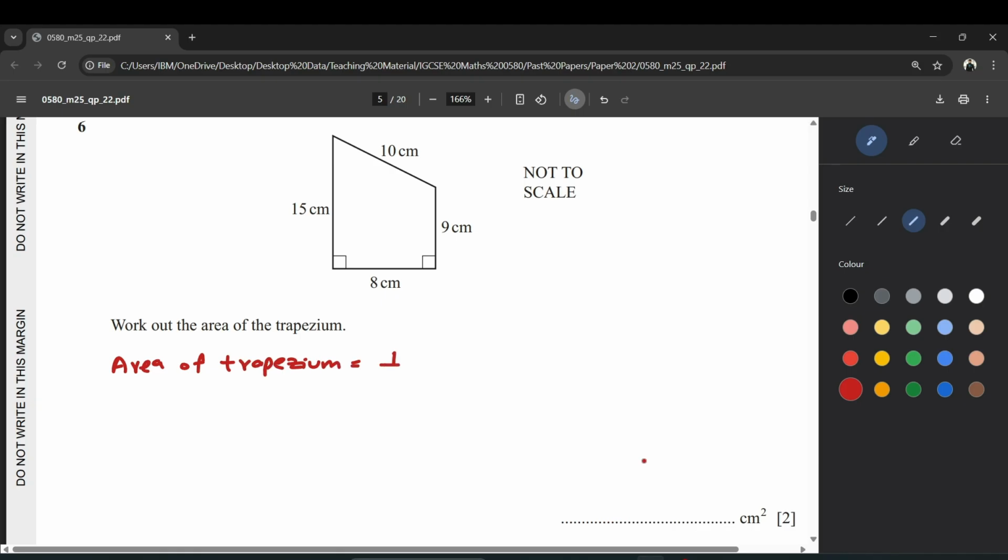is equal to half into sum of parallel sides multiplied by the height between them, or the distance between the parallel sides. Okay, so that will be, the first parallel side is going to be this one or this one. You can choose any one. So one of them is 9, the other is 15. So you can see that these are the parallel sides. So that will be 9 plus 15 multiplied by the distance between these parallel sides, which is 8 centimeters.